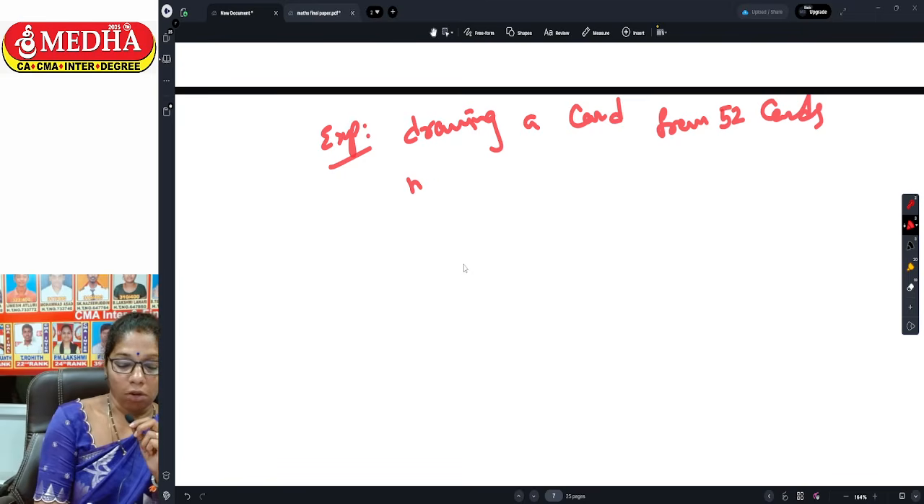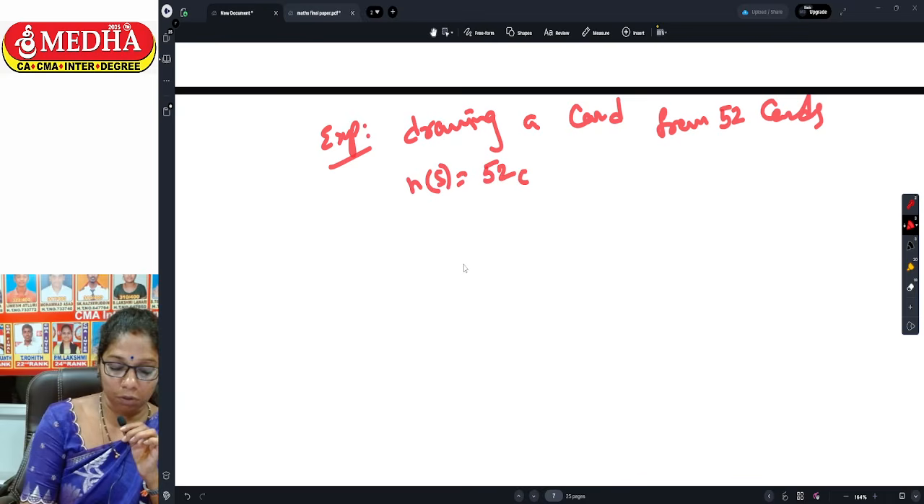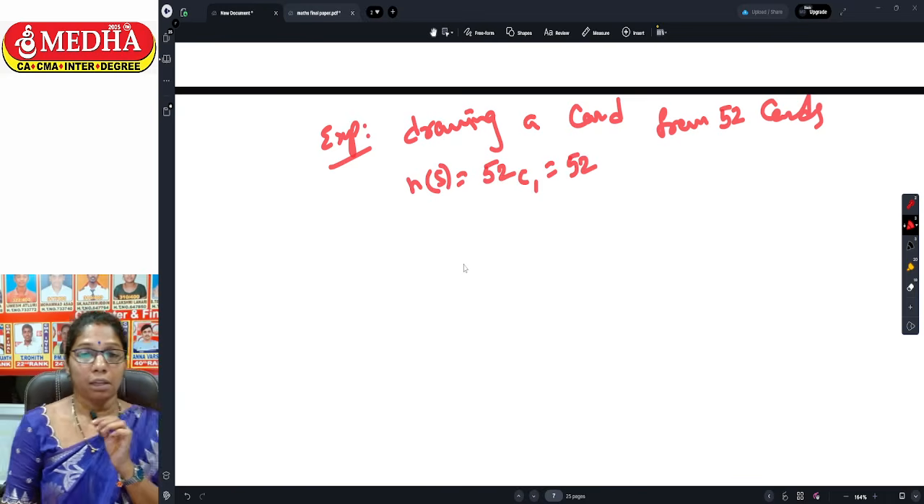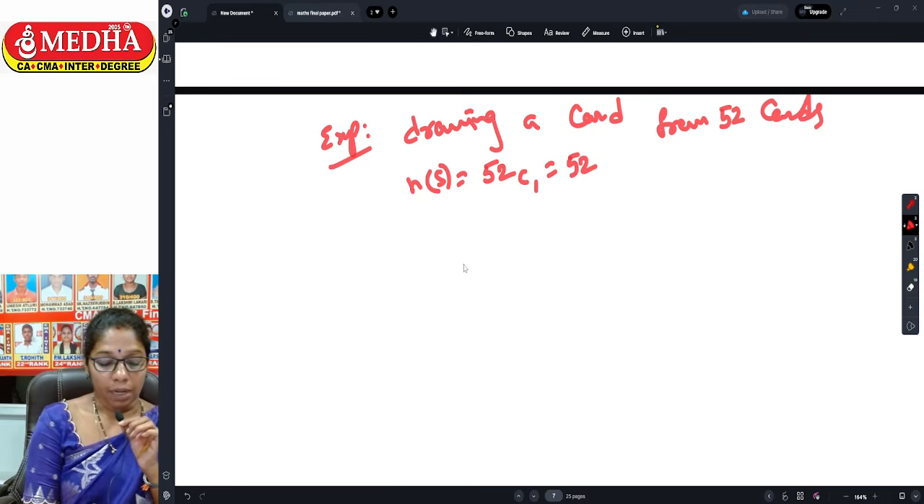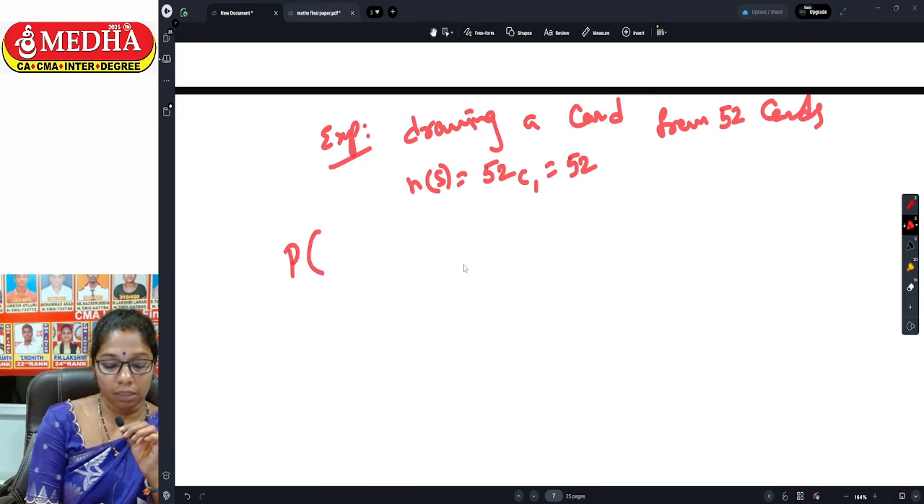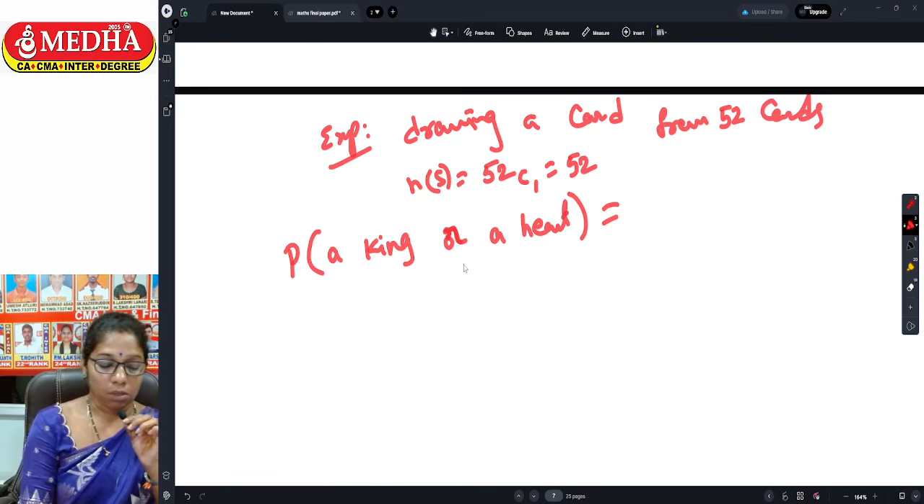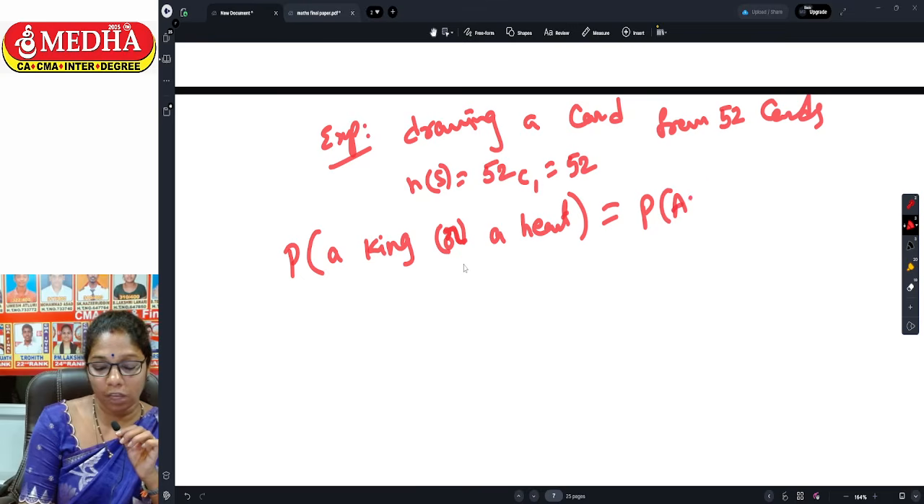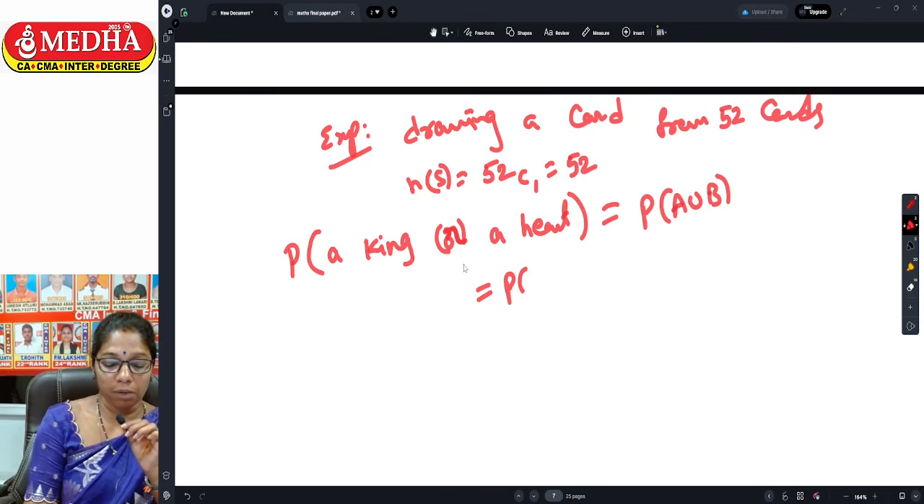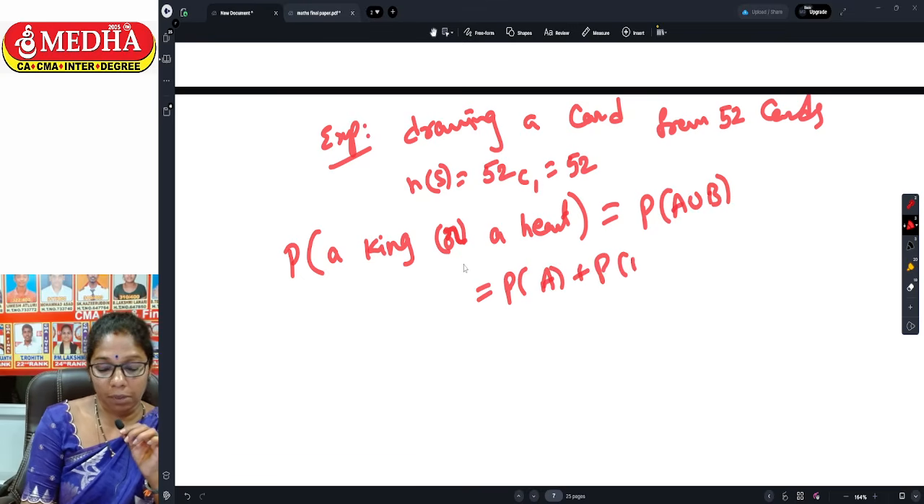So n of S is the well shuffled pack of cards. బాగా కలిపిన 52 cards లో నుంచి ర్యాండమ్గా ఒక కార్డ్ పిక్ చేయాలి. That is 52c1, which is 52, and the probability of the card being a king or a heart. Either king card or a card from the heart set. So this is nothing but union, that is P of A union B. What is P of A union B? P of A plus P of B minus P of A intersection B.